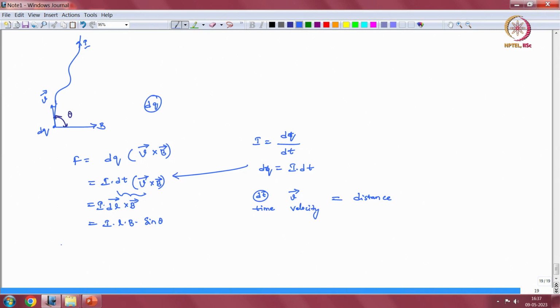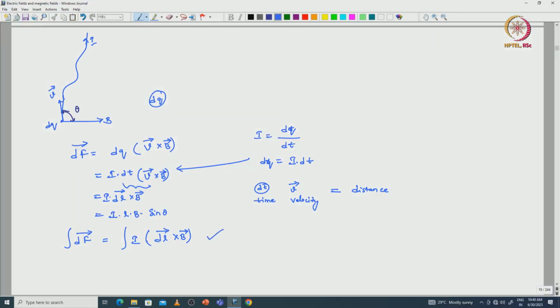So this is dF. The total force is obtained by taking the integration, that is equal to the integral of I dl cross B. This equation is the final equation for the force acting on an entire wire with respect to the Lorentz force law.